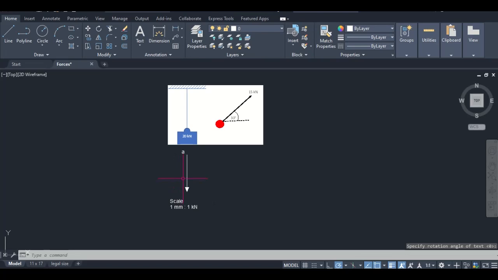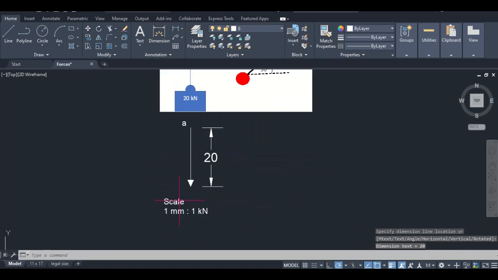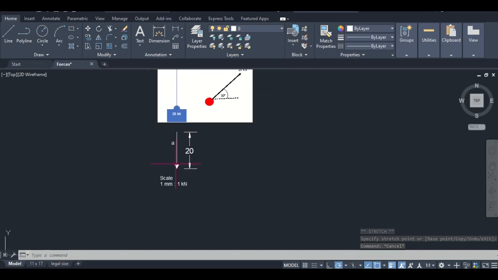Now, how would persons know that this line is actually to the correct length? I would dimension it. So I would go from the top to the end, and there you would have, I could even move this closer in the middle here, and there you would have this vector line representing this force at a scale of 1 millimeter to 1 kilonewton.